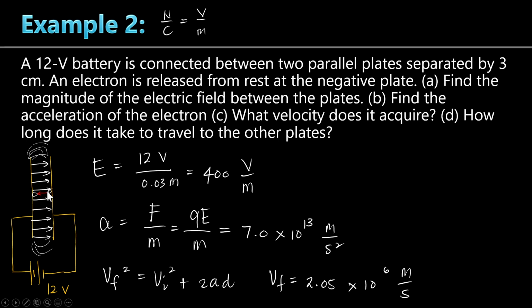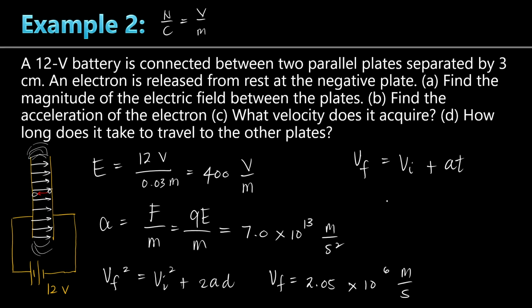So kung siya ay magta-travel mula negative to the positive plate, dahil napakabilis niya at maliit lang naman yung distance, siguro yung makukuha nating time interval ay napakaliit din. Yes, no? Dapat maliit lang ang makuha nating time interval. So computein natin yan. Paano? Remember that in kinematics, we also have the formula that Vf is equal to Vi plus A times T. Right? So we know that this initial velocity is 0.